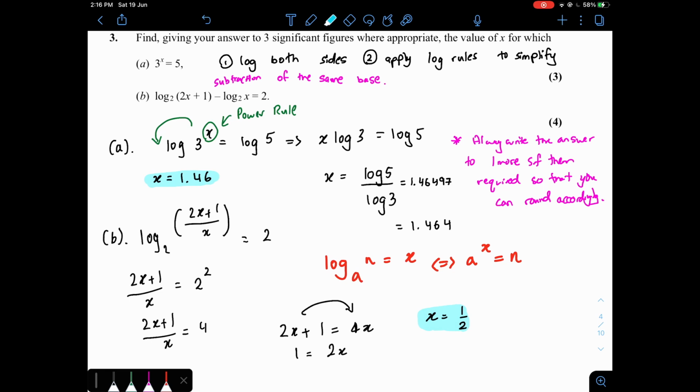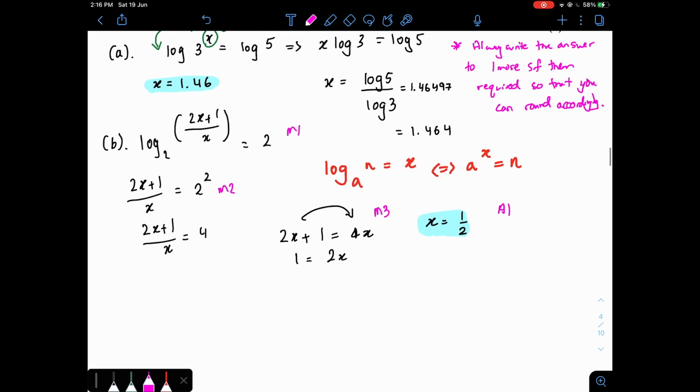So you get a mark for this, and 3 marks for the working out. You get a mark for each step of working out. So this is 1 mark. Let me do another color. This is M1, our method mark 1. This is our method mark 2. This is our method mark 3. And this is our A1, our answer accuracy. I think that's what it's called.